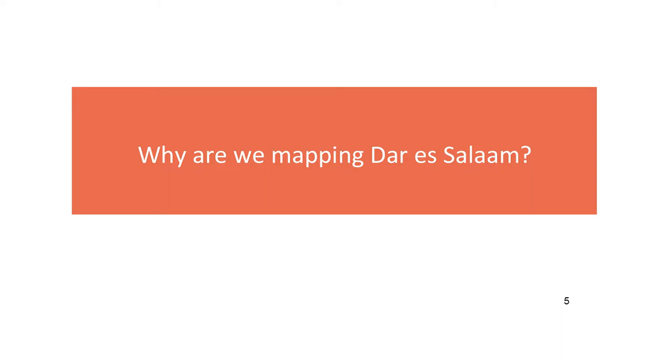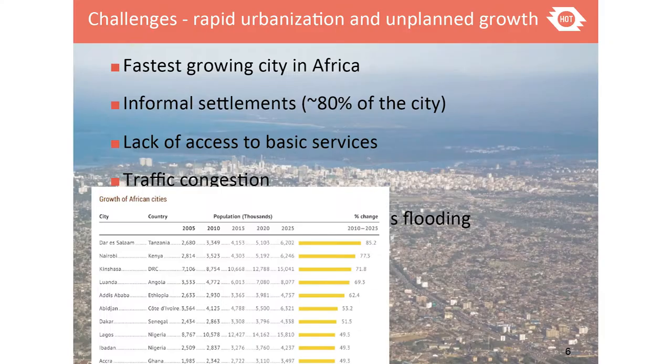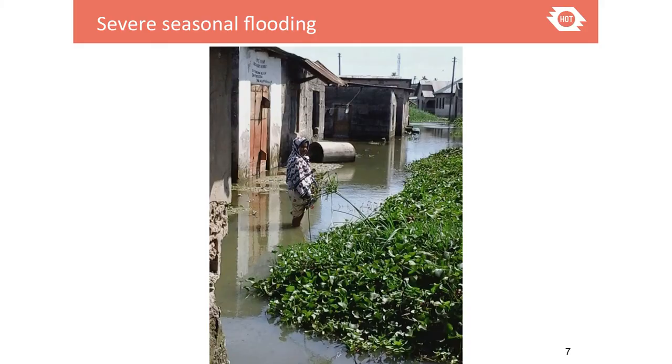The reason that we map Dar es Salaam is that it is among the fastest growing cities within Africa. With this growth rate, Dar es Salaam is exposed to informal settlements, which are equivalent to 80% of the settlements of the city, which leads to lack of access to basic services such as water, electricity, and so on. One among the major effects that can be felt within the city is traffic congestion, and Dar es Salaam is also exposed to natural hazards such as flooding. So this is among the examples.